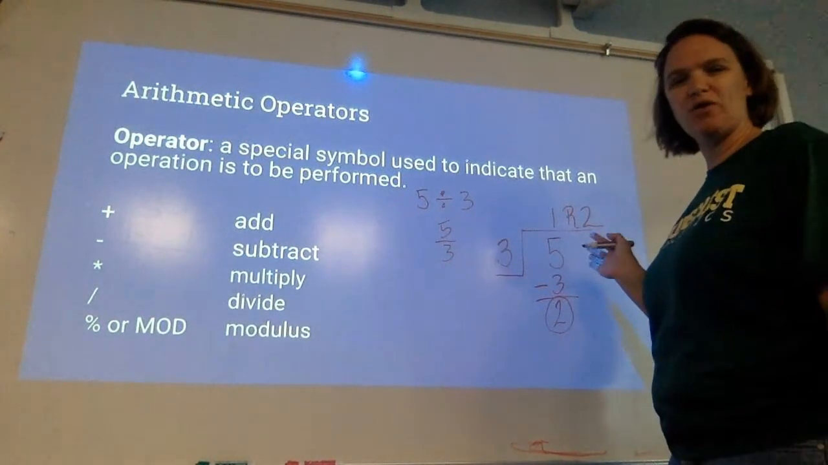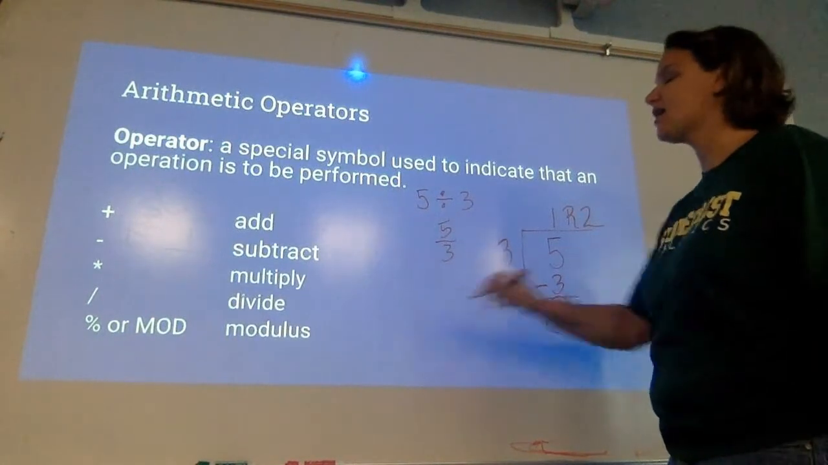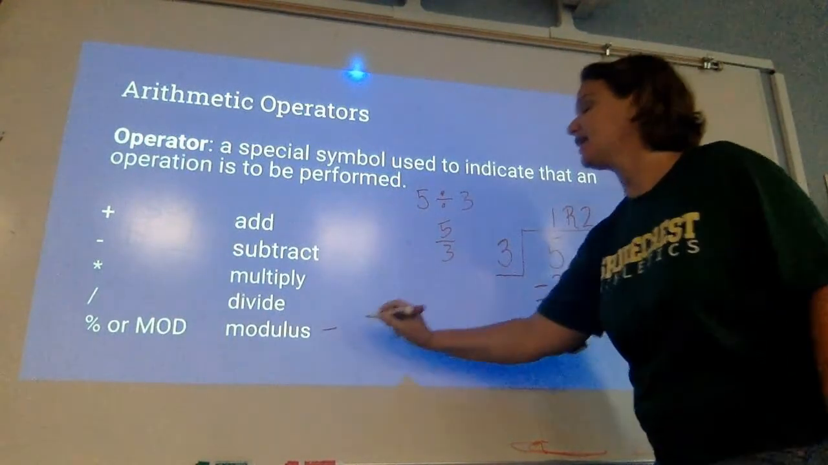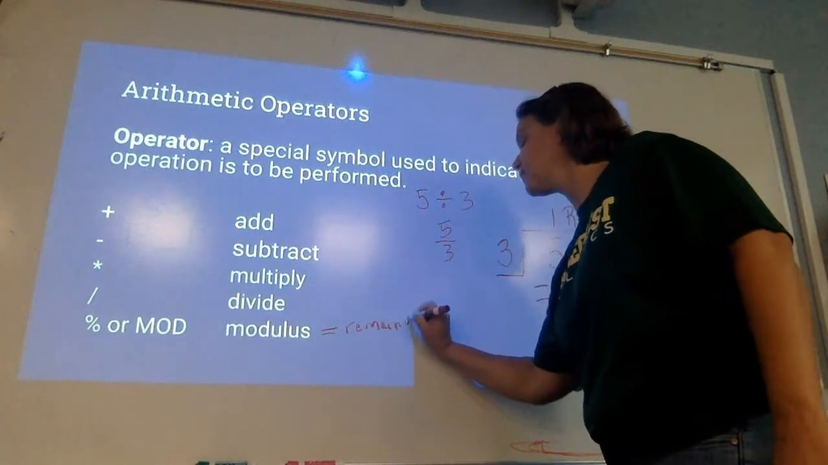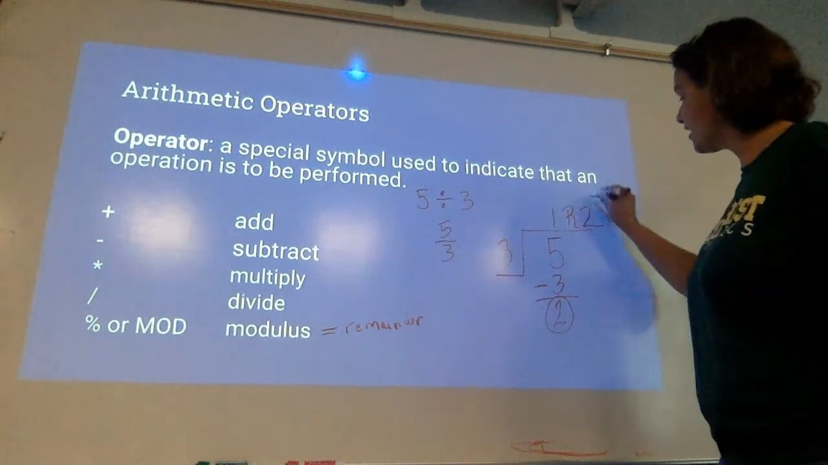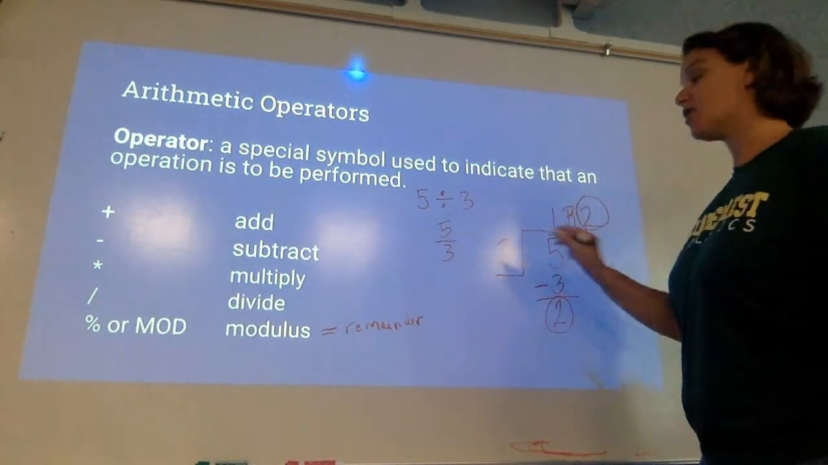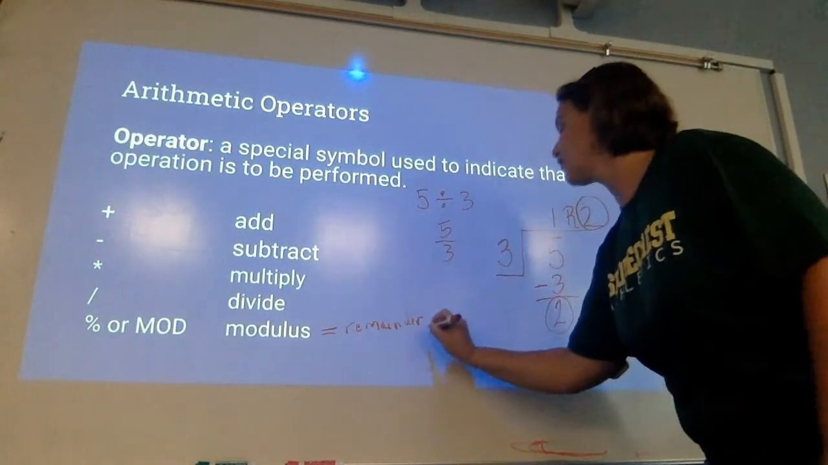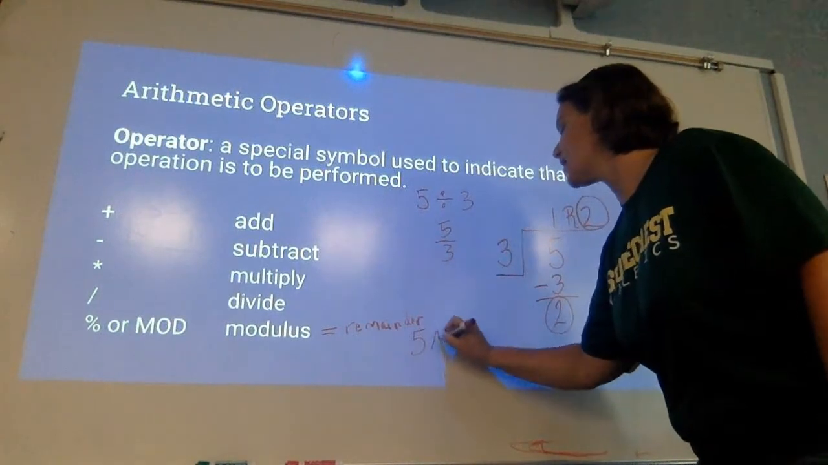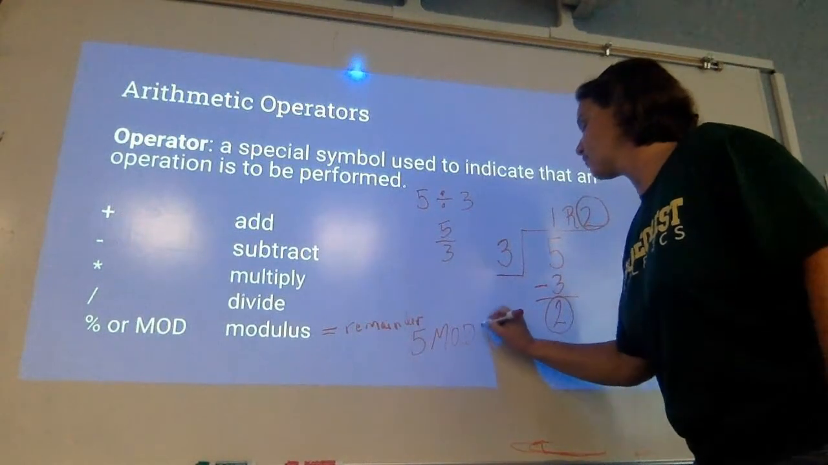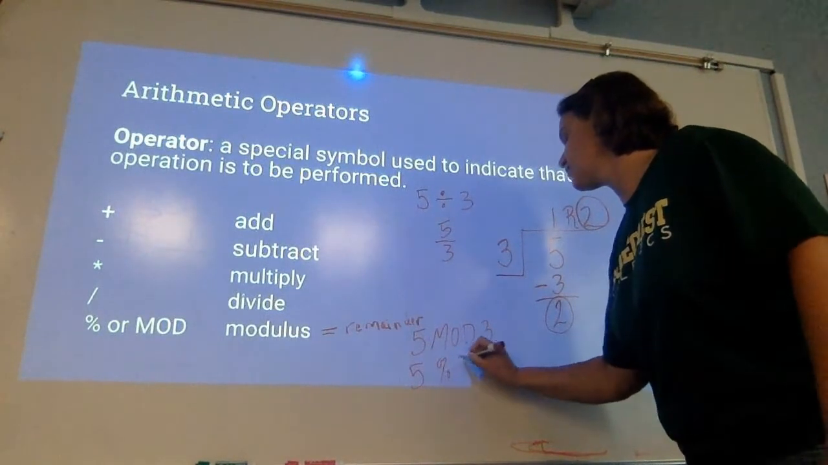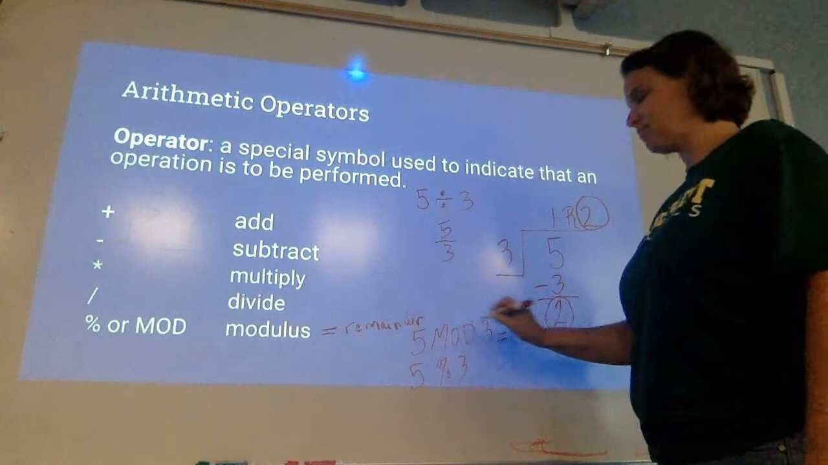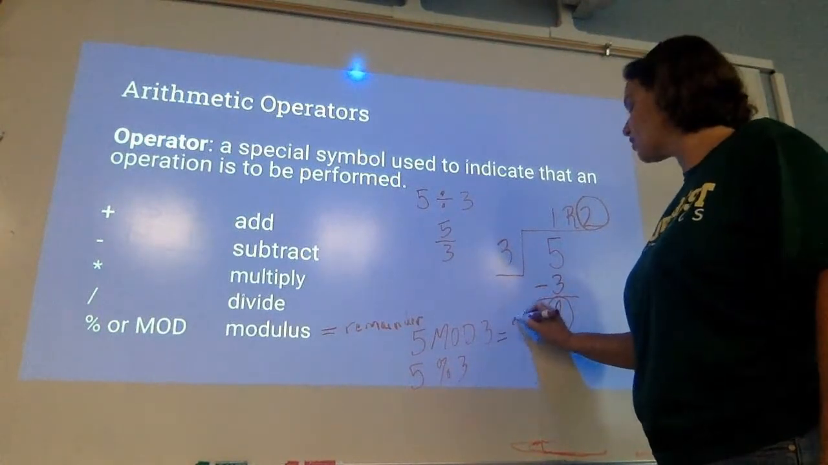Well, why did we go through this? Because modulus equals remainder. We do division and then we find the remainder. So if I wrote 5 mod 3 or 5 % 3, both of these, being modulus, would equal 2.